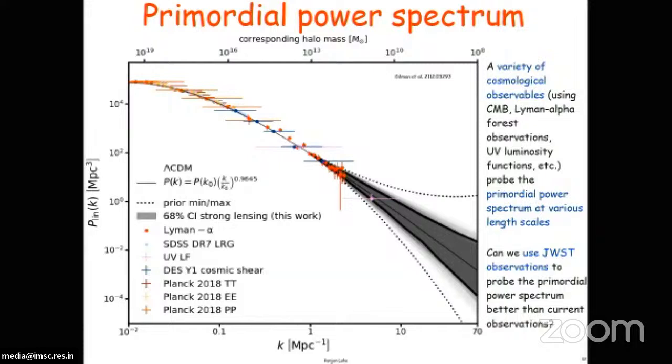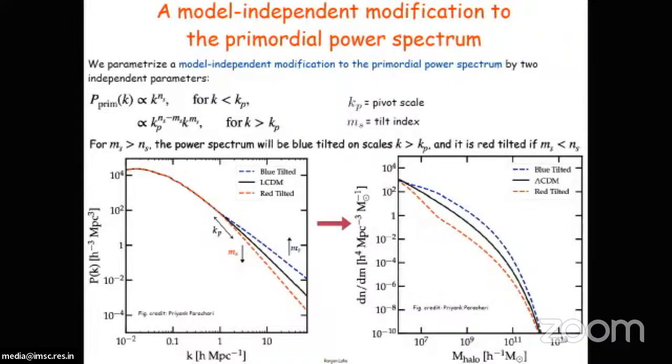The question we started with, Priyank and me, was: can we do better? Can we beat them? All right, so let's first parameterize the primordial power spectrum. This is easy. There are lots of models. Inflation can do weird things, but we just wanted to be model independent. What we did is, so this again is k, the primordial power spectrum.